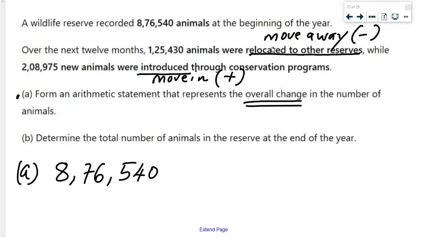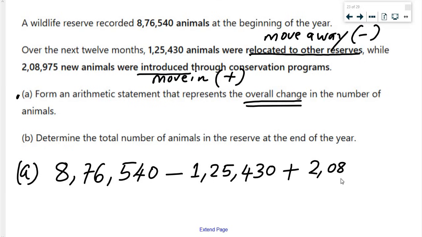876,540. Move away, we're going to minus 125,430. Move in, we're going to plus 208,975. That is your arithmetic statement, which is 876,540 minus 125,430 plus 208,975.